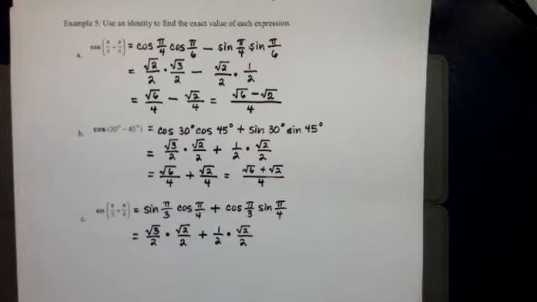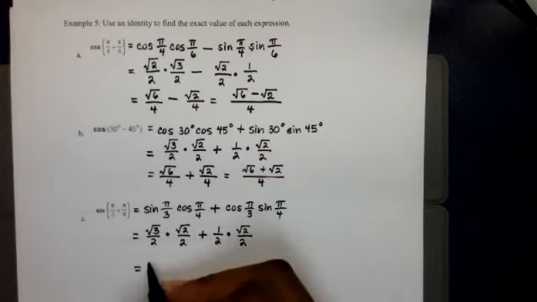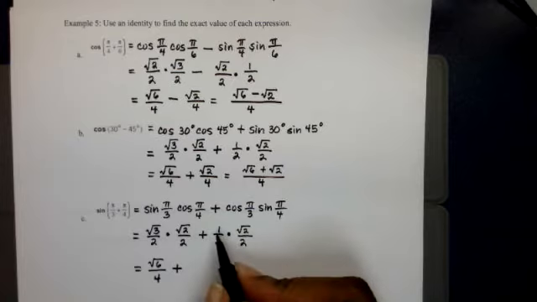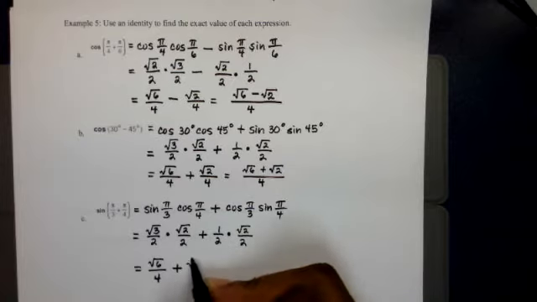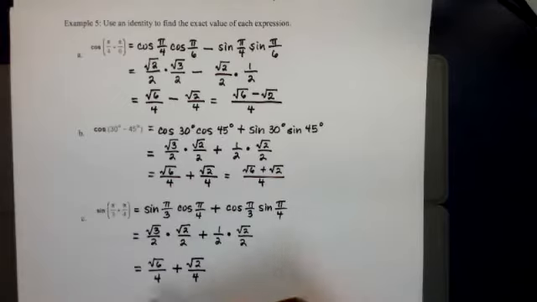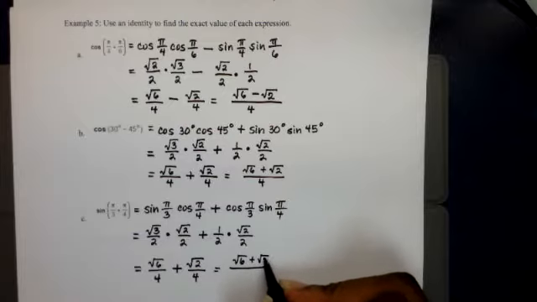Now let's simplify this a bit. Numerator times numerator, the square root of 3 times the square root of 2 would be the square root of 6, over 2 times 2, that'll be 4. And then plus 1 times the square root of 2 will be the square root of 2 divided by 2 times 2, that will be 4. Here the denominators are the same, so I can simplify that as the square root of 6 plus the square root of 2. The whole thing will be divided by 4.